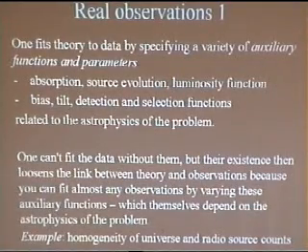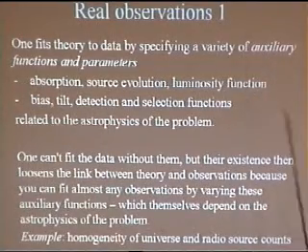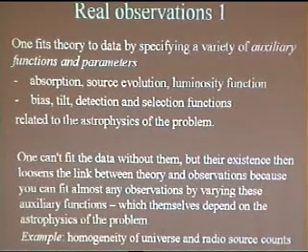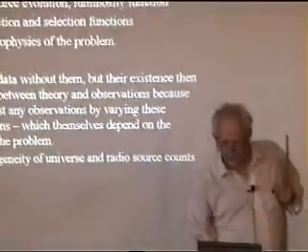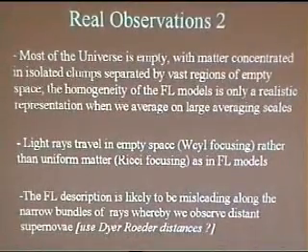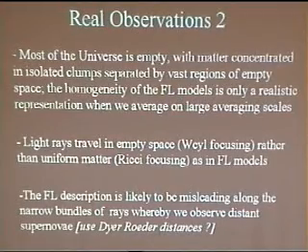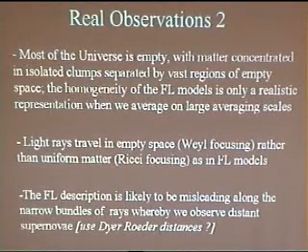You can't fit the data without these auxiliary functions, but their existence then loosens the link between the theory and the observations. Because you can fit almost any observations by varying all of these auxiliary functions, which themselves depend on the astrophysics of the problem. An example is the homogeneity of the universe and radio source counts. I've already said the universe is incompatible with all observations if there is no evolution of radio source counts. We have no proper theory of evolution of radio sources. And so that's where the auxiliary function, namely the evolution of radio sources, intervenes between the observations and the interpretation and prevents you from using the radio source counts to determine anything about cosmology.